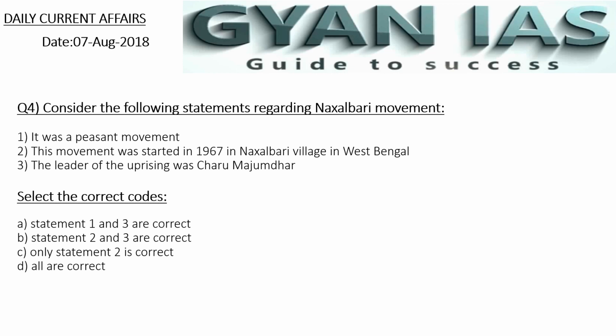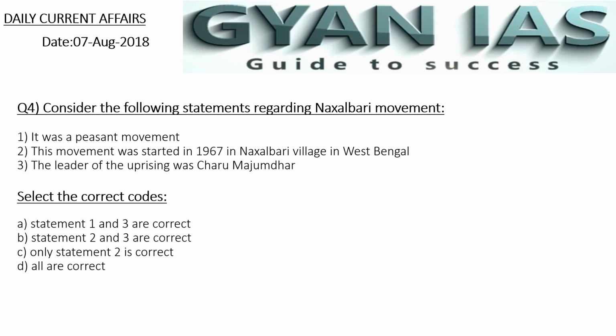The fourth question for today is: consider the following statements regarding the Naxalbari movement. I have selected this question because of a Naxalite attack which happened in Chhattisgarh. First statement, it was a peasant movement. Second statement, the Naxalbari movement was started in 1967 in Naxalbari village of West Bengal. Third statement, the leader of this uprising was Charu Mazumdar. Select the correct options.